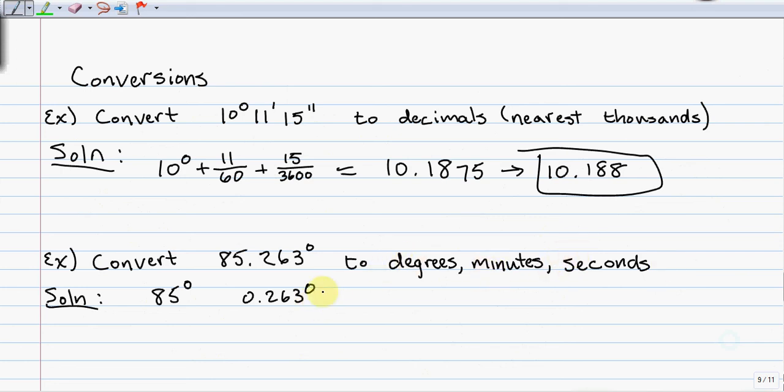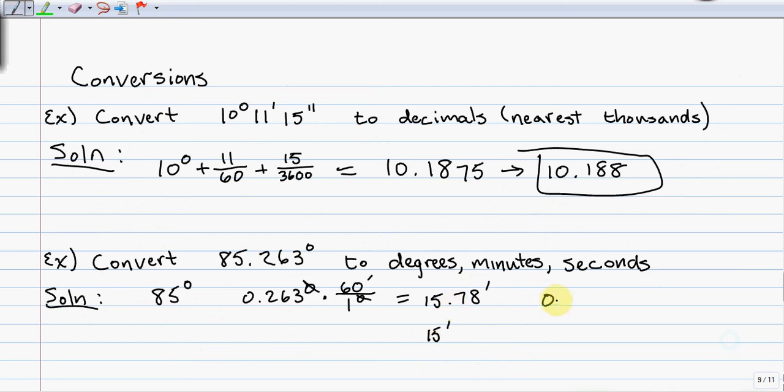So the first thing that we want to do is convert this into minutes. Okay. So the way we do this is we're going to multiply by 60 minutes in every 1 degree. Okay? And then what you can think about is the degrees canceling. So what we're going to get is 0.263 times 60, or we're going to get 15.78 minutes. Okay? Again, this is going to lead to 15 minutes.